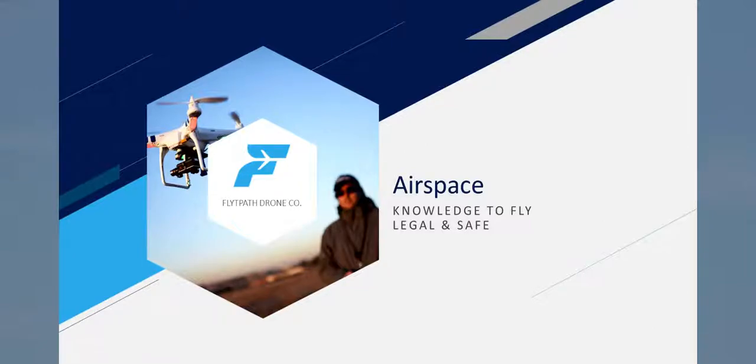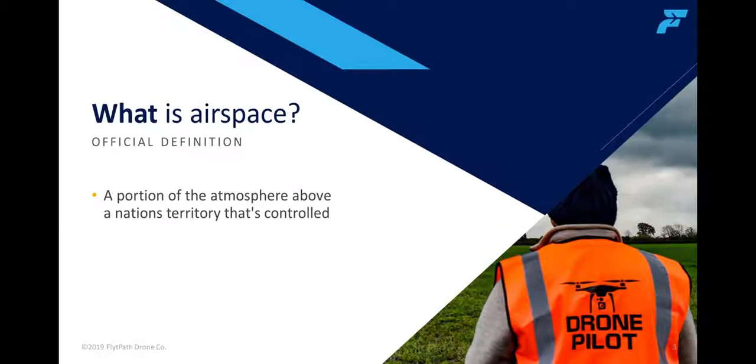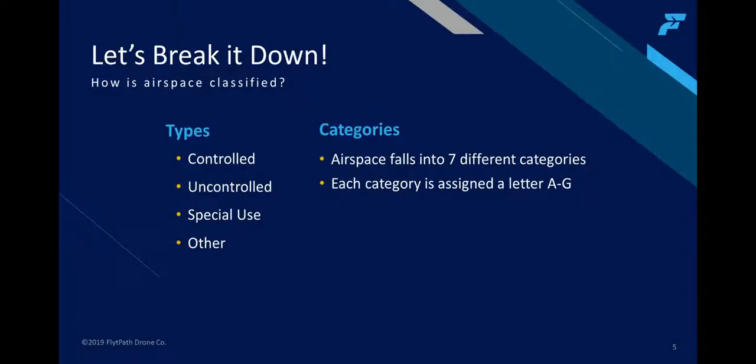Welcome to this course on airspace. This is not one of the general requirements for basic operations, but I think it's important to have a general understanding of the classes to help you avoid flying in the wrong areas. What is airspace? The official definition is a portion of the atmosphere above a nation's territory that's controlled. Let's break down airspace and see how it's classified.